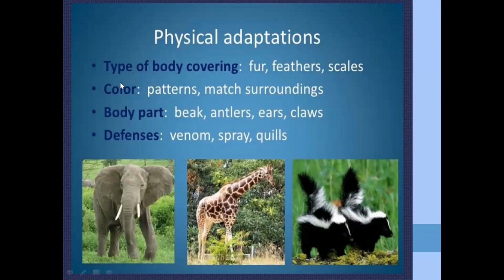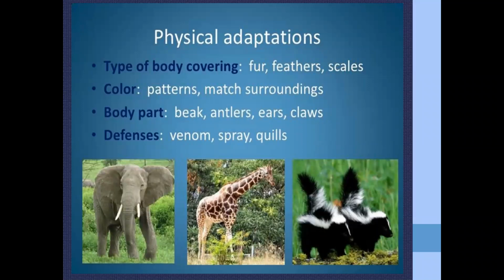Then another type of adaptation may be from the color point of view. They may have patterns on their body like this. They may match their surroundings, as we have learned in our last lesson, that sometimes the animals just camouflage according to the surrounding. Like a grasshopper sitting on leaves, you cannot identify it because both are green in color, so we cannot find them out easily. Got it?